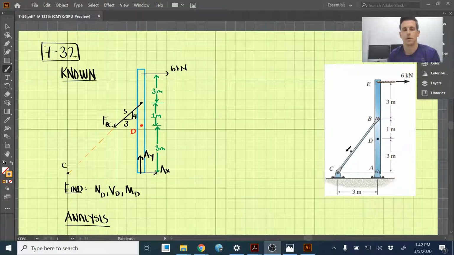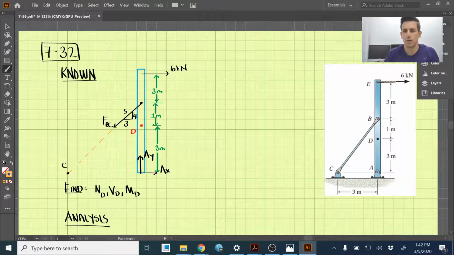Okay, so to start this problem out, I've drawn the free body diagram here. It's pinned at A, right? We have AY, AX, and then we have FBC acting in this direction, and it's a 3, 4, 5 triangle here, and then we have 6 kilonewtons at the top. Okay, so I'm going to do some of my analysis up here so we can see the diagram as we go through this.